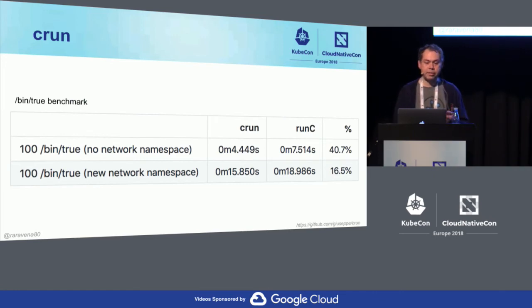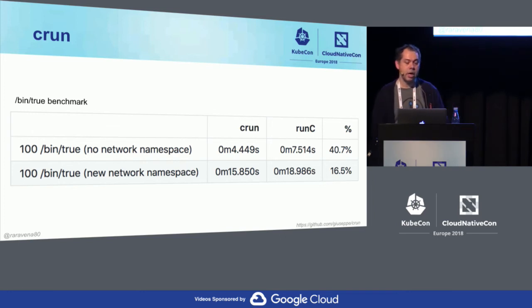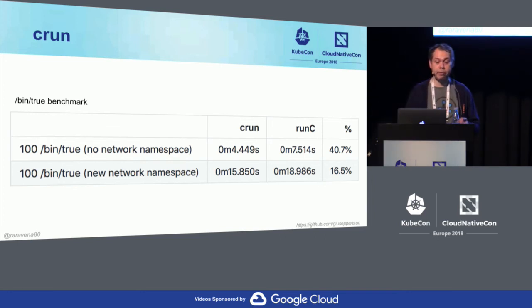These are some benchmarks from their page. If you run 100 times bin true with no new network namespace, it's about 40.7% faster than runc. If you run the same with a new network namespace, it's about 16.5% faster.